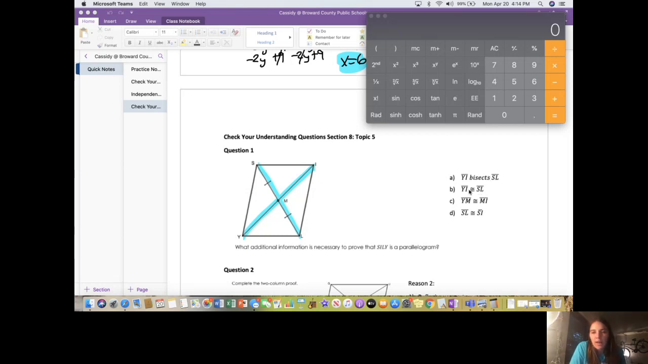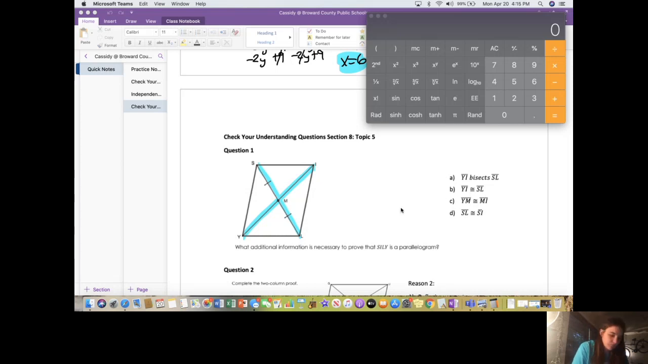The other one says YI is congruent to SL. Remember, diagonals are not congruent in all parallelograms. In certain ones they are, but not all of them. So we're not going to choose that one.